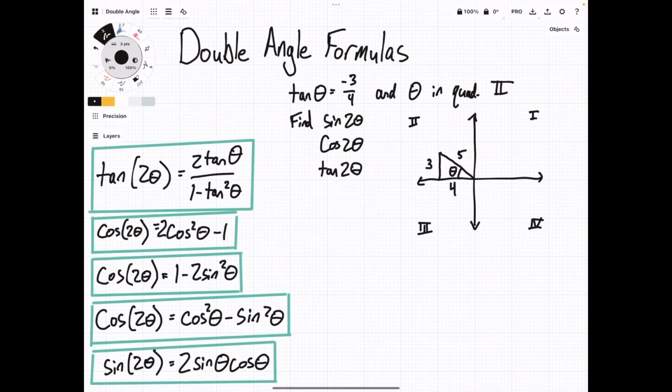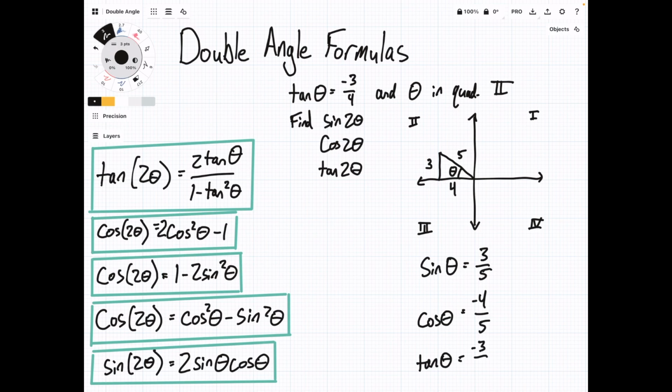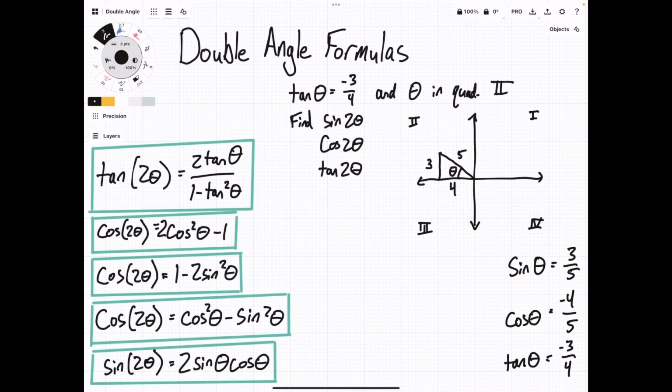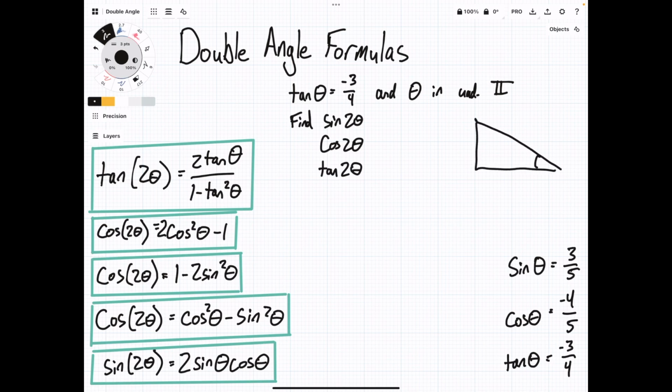Now what we're going to do is figure out what the sine, cosine, and tangent are of this triangle. So we'll do that here. Sine of theta is equal to opposite over hypotenuse. Cosine of theta is equal to adjacent over hypotenuse. And this is in the second quadrant, so it's negative for cosine. And then tangent of theta is equal to, again, we already have this one, negative 3 over 4. So we have these. And I'm just going to make this a little bit easier to look at. We have theta 3, 4, 5.